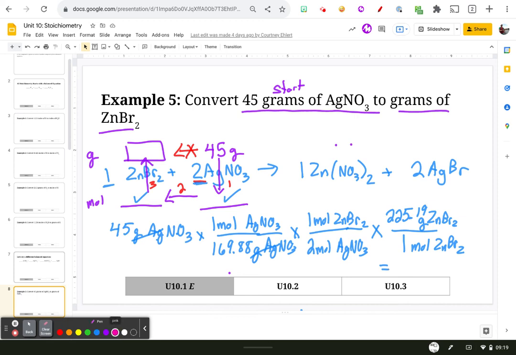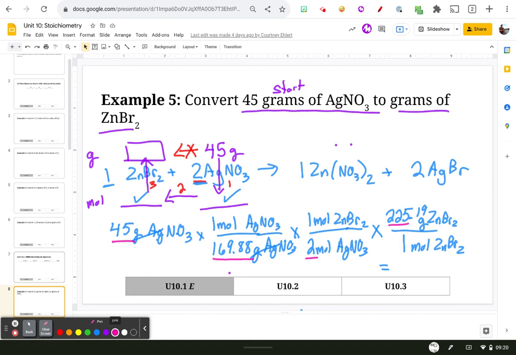So I'm taking the 45. The way I do it, I work from left to right. Some students like to multiply everything across the top and then multiply across the bottom, then divide. I go 45 divided by 169.88, and then divided by 2, and then multiply by 225.19. That way I know I don't miss anything, and I can just do it in one go in my calculator.